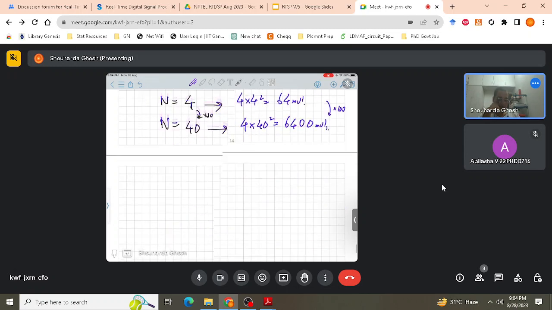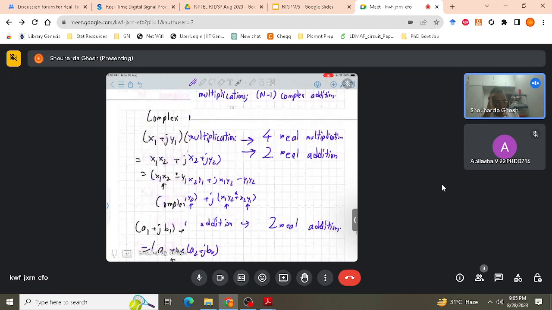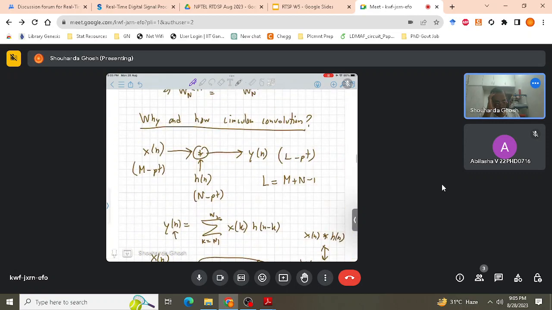Okay, so that's why, as you can see, this order of n squared makes it really difficult to scale DFT to practical scenarios. Because as I had mentioned long back, when we are doing x of n convolved with h of n, depending on the total y of n length that I am getting, I have to do zero padding of x of n and h of n.